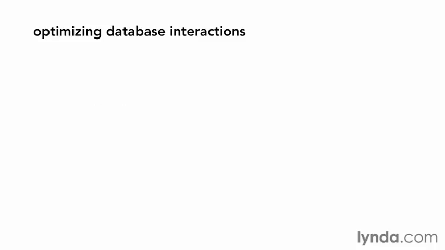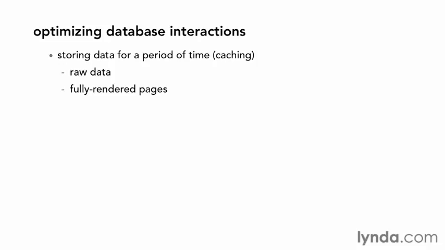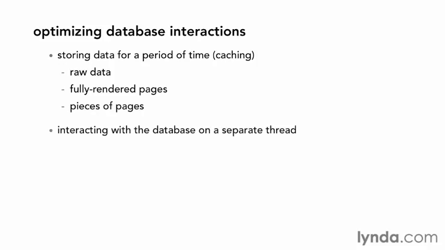In this chapter, we'll address the issue of interacting with a database in two ways. The first way is storing data for a period of time to avoid having to retrieve or process it again, also known as caching. We'll focus a great deal on caching over the next two videos, caching as much as we can wherever we can. Everything from the raw data that we retrieve from the database to fully rendered pages to even small chunks of a page. The second approach is executing database interactions on a separate thread.